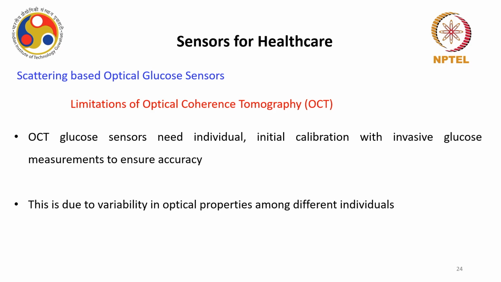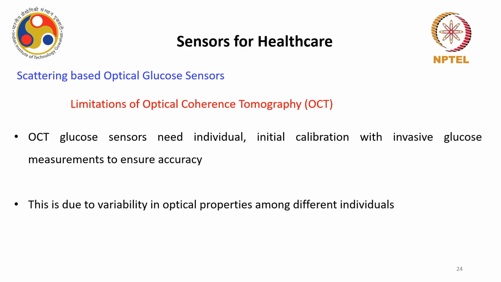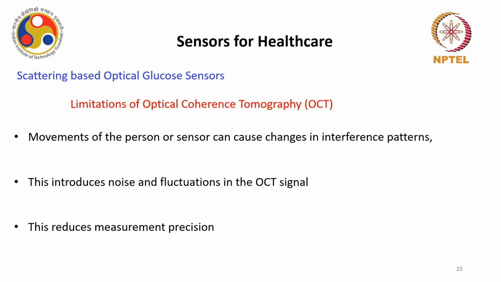However, these OCT devices have certain limitations. OCT glucose sensors need individual initial calibration with invasive glucose measurement to ensure accuracy, and it highly depends on, or highly correlates with, the patient. So if you have n number of patients, actually you need n number of initial calibrations, and this is of course because of the variation in the optical properties of the skin of different patients. So you require a lot of calibration if you have a number of patients.